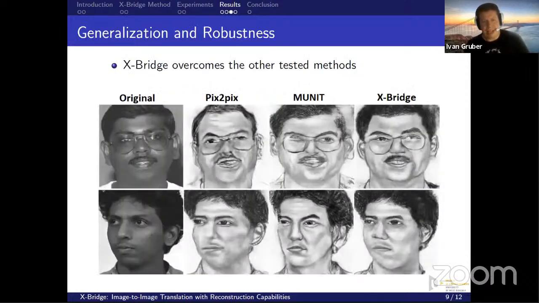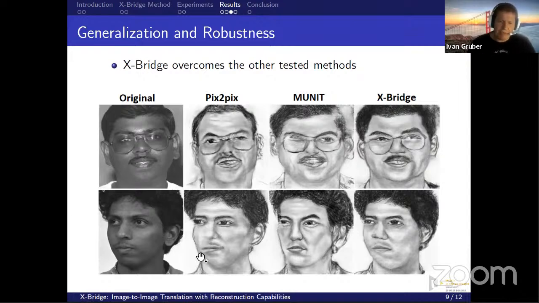In the third experiment, we compare the generalization capabilities and robustness of the methods. In the first row, you can see how the methods dealt with translation of glasses. As you can see, Pix2Pix completely failed to translate the image with glasses, whereas the other two methods more or less translate these glasses correctly. In the second row, you can see how the methods dealt with rotation.